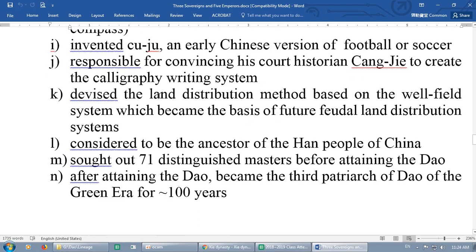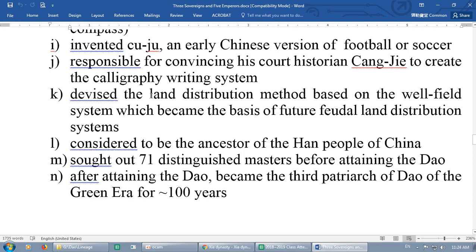He was also responsible for convincing his court historian Cang Jie to develop the writing system, the calligraphy system. He formalized it, because before, everybody was drawing different pictures. Now this picture represents this, and only this, or something like that.